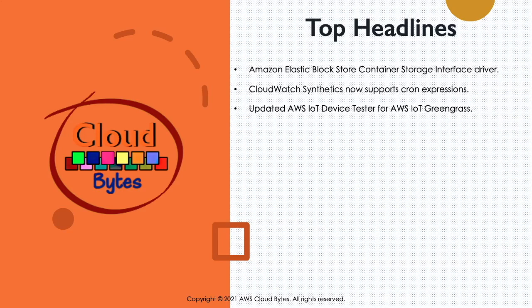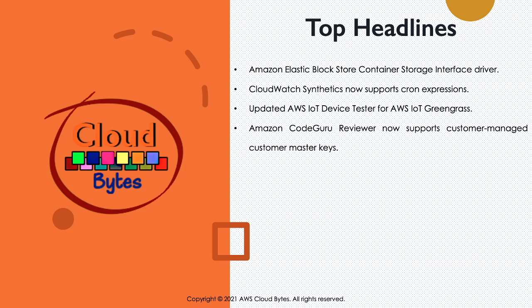Updated AWS IoT Device Tester for AWS IoT Greengrass. As you know, AWS IoT Device Tester for AWS IoT Greengrass is a test automation tool for your IoT devices running on AWS IoT Greengrass. You can use the latest IoT Device Tester for AWS IoT Greengrass to validate if your device can run AWS IoT Greengrass 2.1 and interoperate with AWS IoT services.